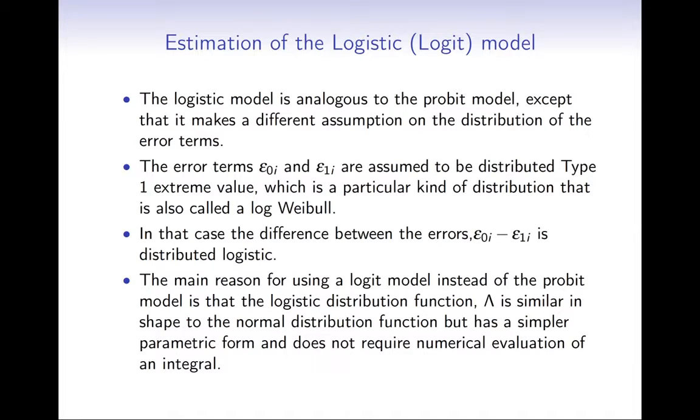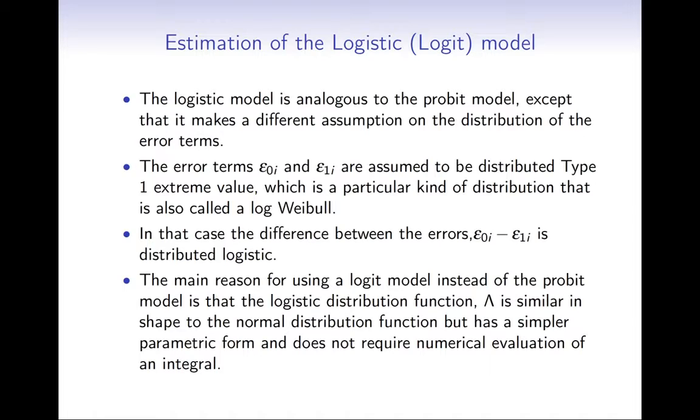An alternative would be to estimate what's called a Logit model instead of a Probit model. The Probit model assumes the errors are normal. The Logit model makes a different assumption: it assumes the error terms are drawn from a type 1 extreme value distribution. In that case, the difference between the error terms, epsilon 0 minus epsilon 1, follows a logistic distribution.